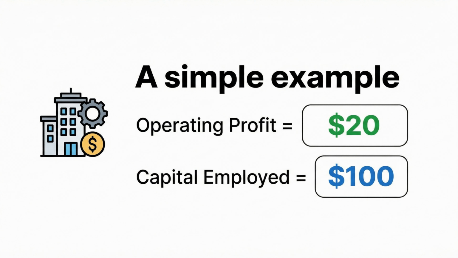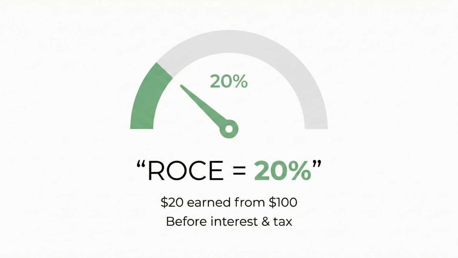Let's take a simple example. A company generates $20 in operating profit. The total capital used in the business is $100. That gives an ROCE of 20%. That means for every $100 invested in the business, it earns $20 before interest and tax.